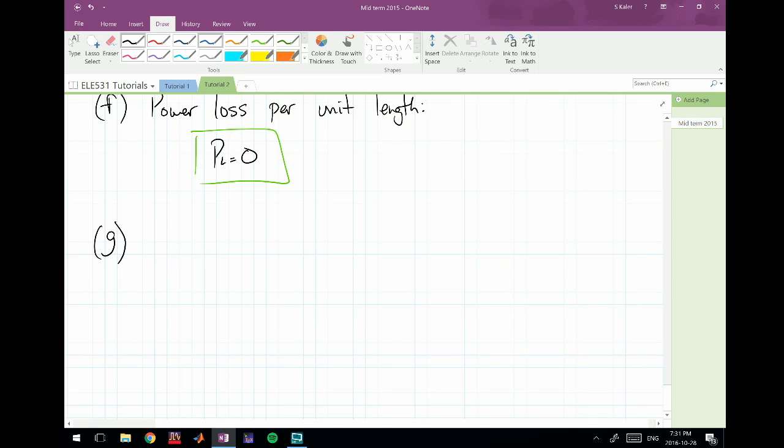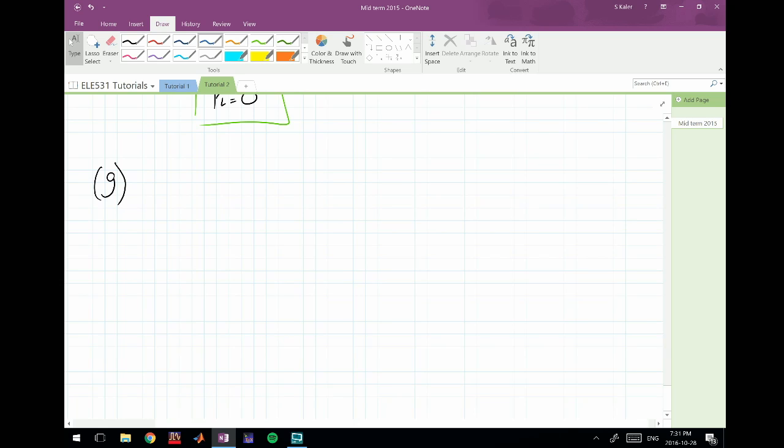Frequency domain, surface charge density, rho SS on the surface of the inner conductor.